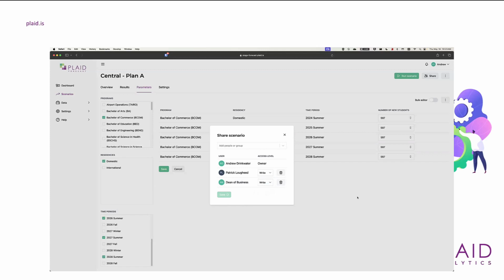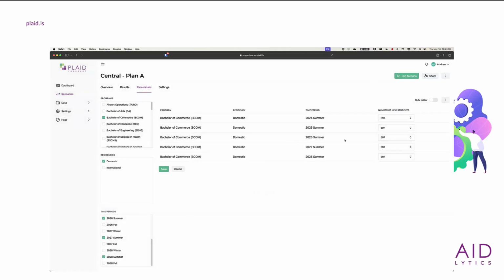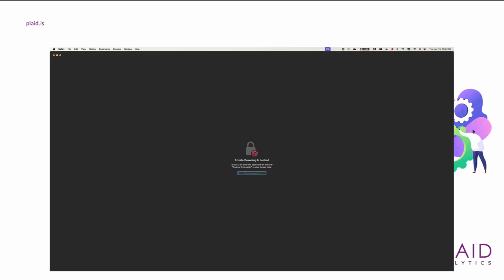We can also make them the owner, but that may inadvertently remove some of my own permissions. So I'm going to avoid that particular step for today. So what I've done here is I've shared the Central Plan A scenario with the Dean of Commerce.